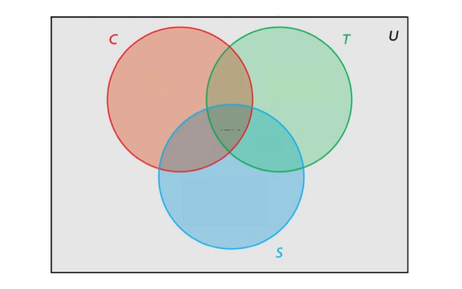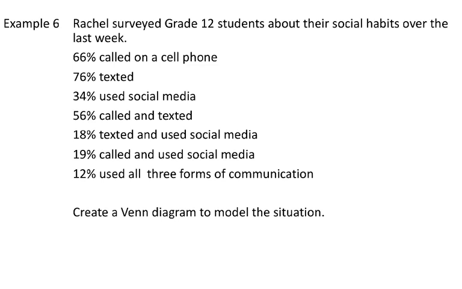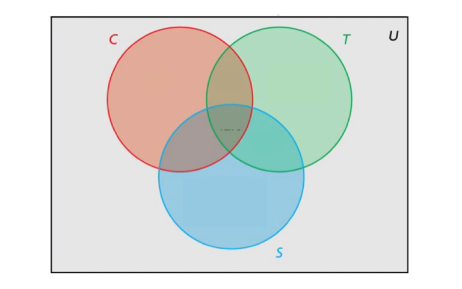And to deal with this, we need to look either at how many people do none of the above, which would go out in the universe, or how many people do all of the above, which we have that right here. 12% use all 3 forms of communication. That goes in the intersection of all 3 sets.